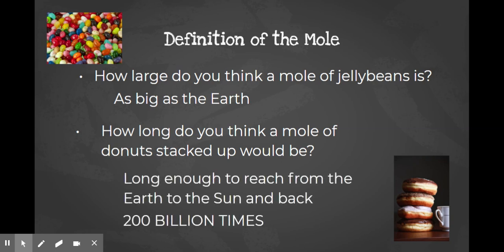Long enough to reach from the Earth to the Sun and back 200 billion times. So if you could stack up a mole of donuts, it would go back and forth from the Earth to the Sun 200 billion times. That's a lot of donuts. That is a huge, huge amount of donuts.